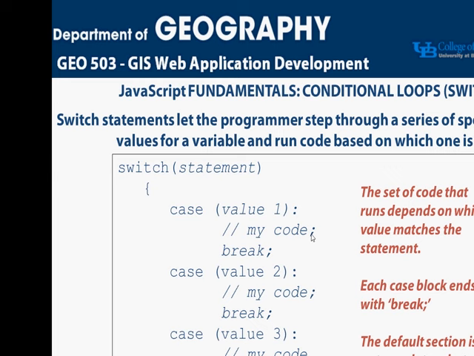So you have case, the value in parentheses, and a colon, not a semicolon. You write your code, and then the keyword in lowercase, break, semicolon. And then the default colon runs if none of the cases are met. That's optional. So if your cases are New York, Pennsylvania, Ohio, and the person types Virginia, and you want to do something else, you use that in default.